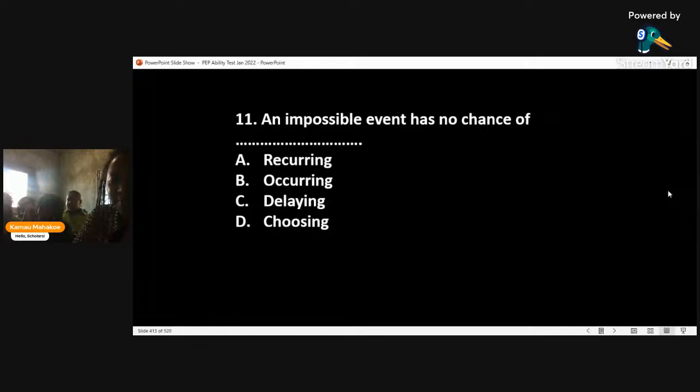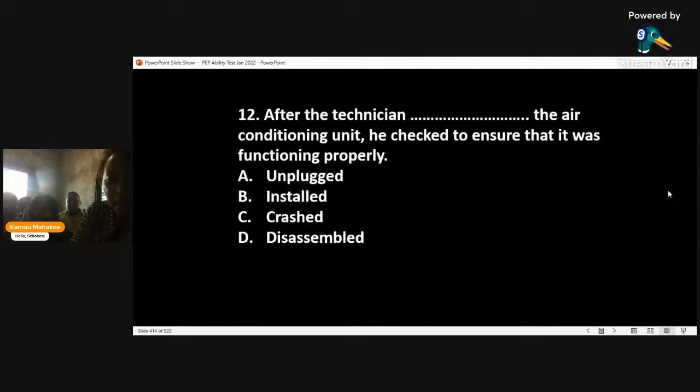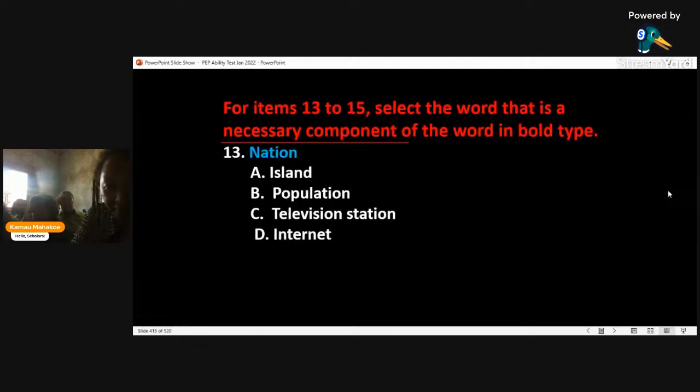An impossible event has no chance of occurring. If it's impossible, it will not occur. After the technician dashed the air conditioning unit, he checked to ensure that it was functioning properly. Installed. So after he installed the air conditioning unit, he checked to ensure that it was functioning properly.